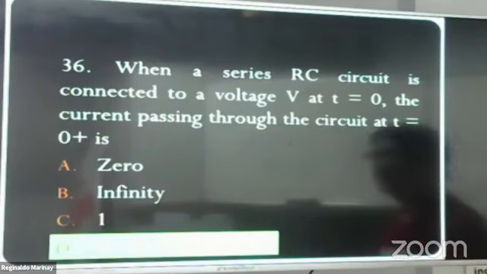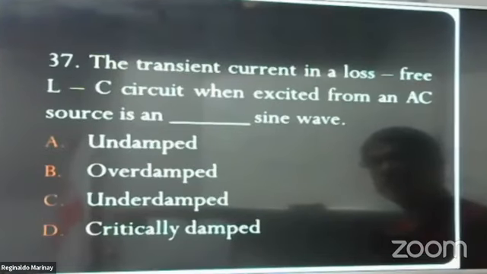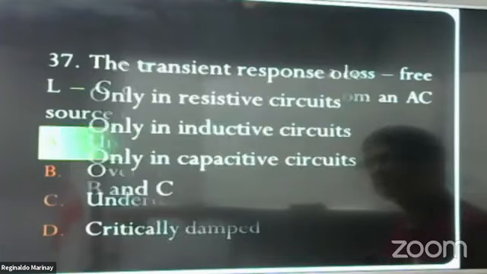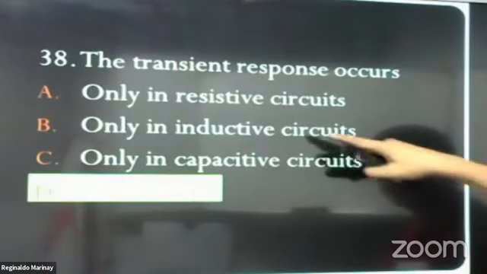Naalala? Okay. Sige. So, the transient current in a loss-free LC circuit when excited from AC source is undamped. Undamped. Loss-free. Undamped case. Okay. The transient response occurs in both L and C.